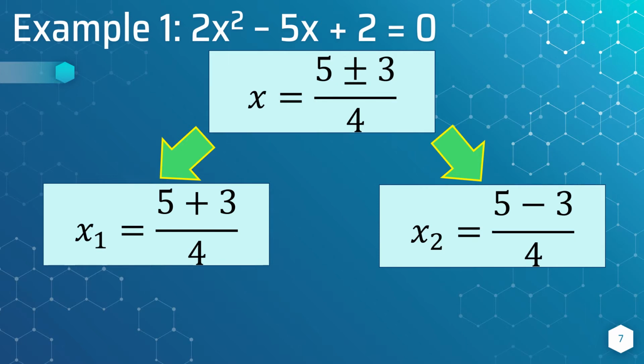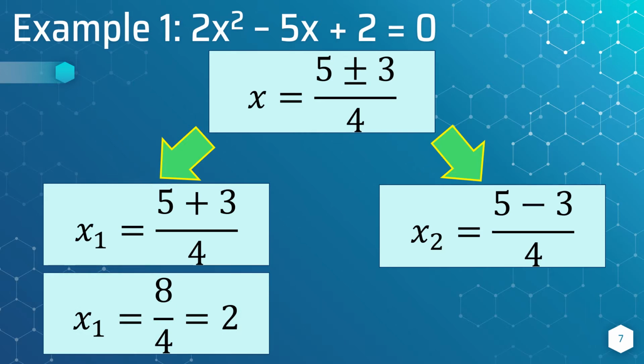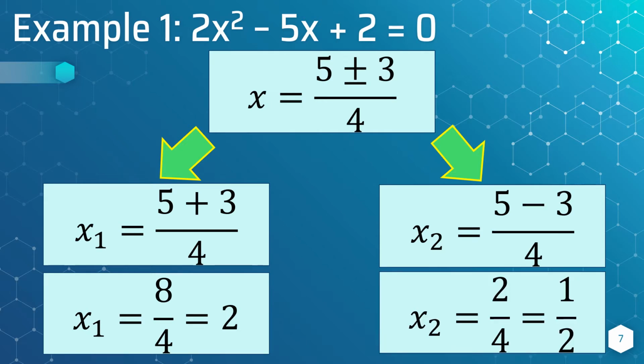So x sub 1 will be 5 plus 3 over 4, which is 8 over 4. 8 over 4 means 8 divided by 4. 8 divided by 4 is 2. For the other one, we have 5 minus 3, 2, all over 4. So we have here x sub 2 is equal to 2 fourths, or 2 over 4. Simplifying 2 over 4, we have 1/2, or in decimal, 0.5. So, the roots of the quadratic equation 2x squared minus 5x plus 2 equals 0 are 2 and 1/2.